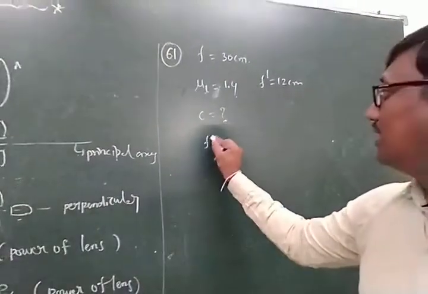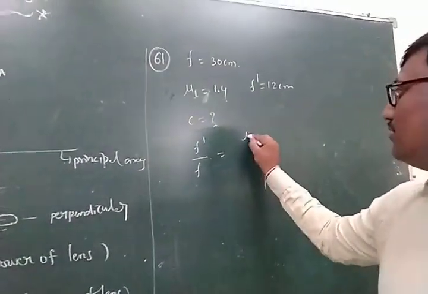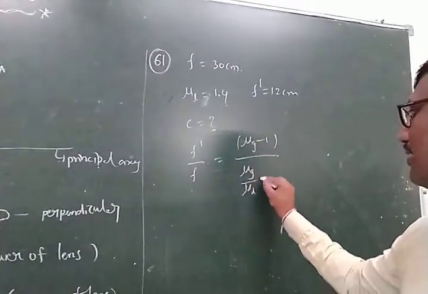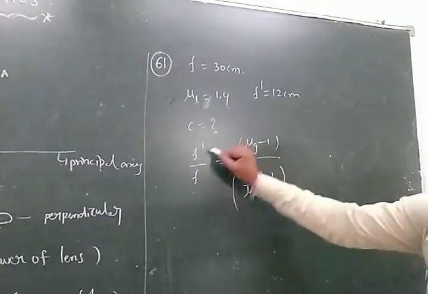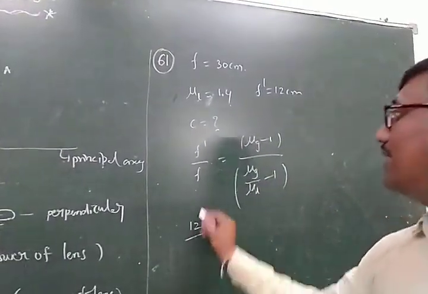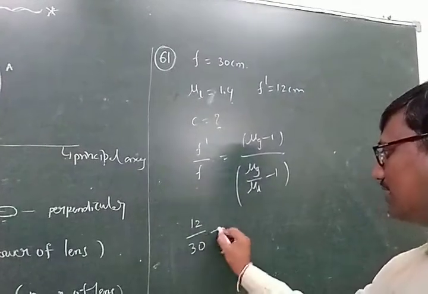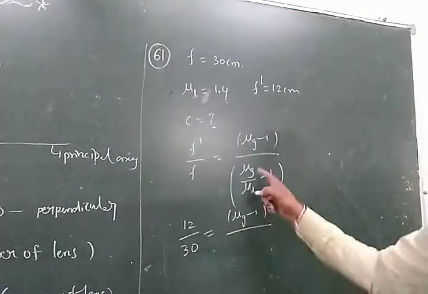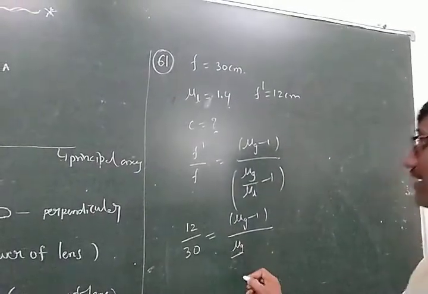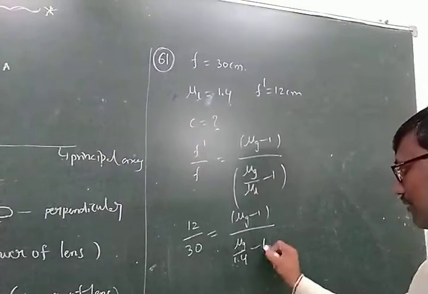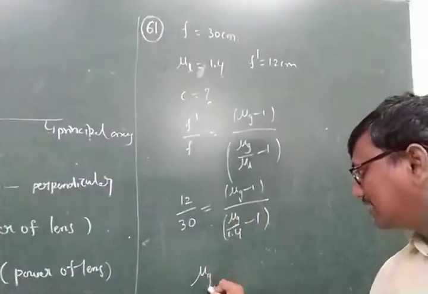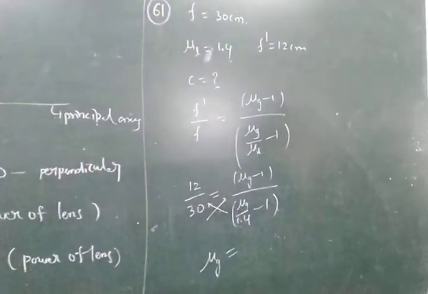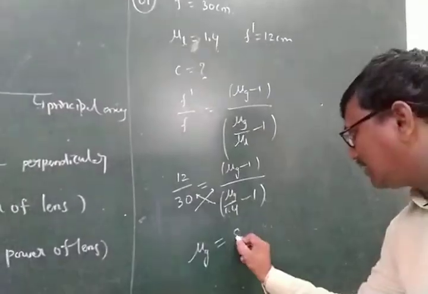We know the formula: F dash of the liquid by air is equal to nu G minus 1 divided by nu G by nu L minus 1. See, F dash is given as 12, so 12 divided by F, which is 30, is equal to nu G minus 1 by nu G over 1.4 minus 1. Then, taking cross multiplication, we finally get the refractive index of glass, which is 8 by 5.